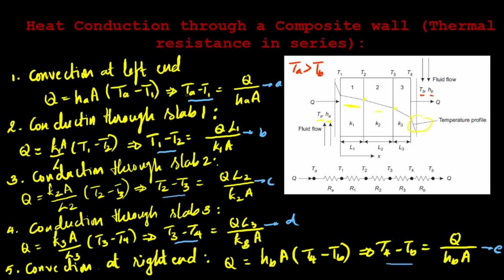When I add that, on the left hand side I have TA minus T1 plus T1. So minus T1 and plus T1 will get cancelled. I have minus T2 and plus T2 here, that will get cancelled. I have minus T3 and plus T3 here, that will get cancelled. I have minus T4 plus T4, that will get cancelled. So on the left hand side I'll be left with TA minus TB. On the right hand side I'll add all the terms. So I'll go to the next page.